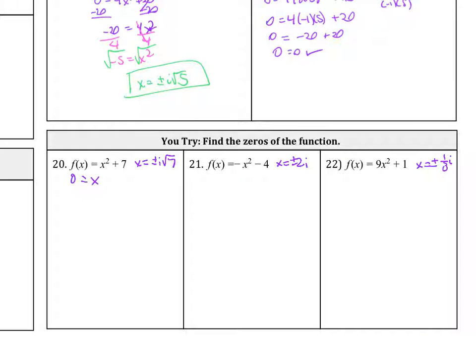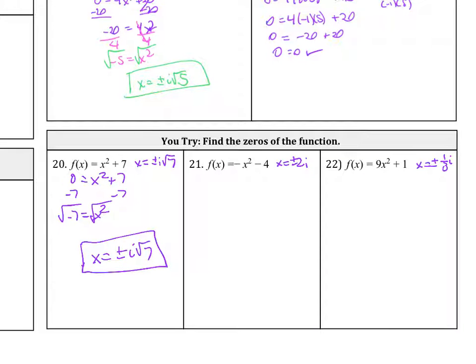So this is 0 equals x squared plus 7. Let's subtract 7 from both sides. Negative 7 equals x squared. Square root. We get x equals plus or minus i root 7. The 7 doesn't come out, but we can take out the negative 1 as an i.